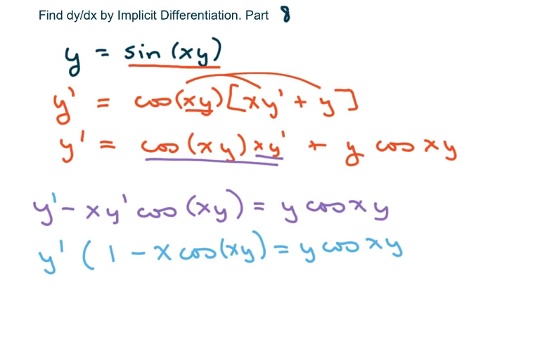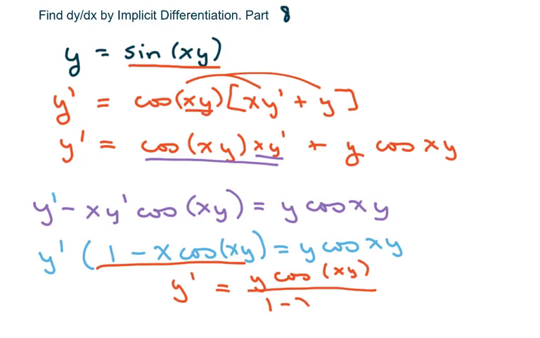And then we just divide both sides by this piece, so you get the derivative of y equals y times cosine of xy over 1 minus x times cosine of xy.